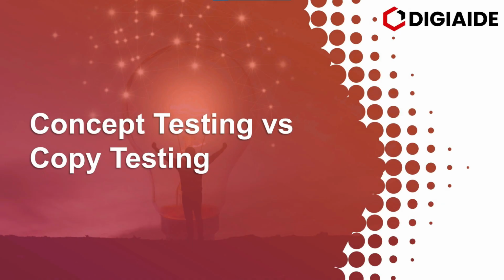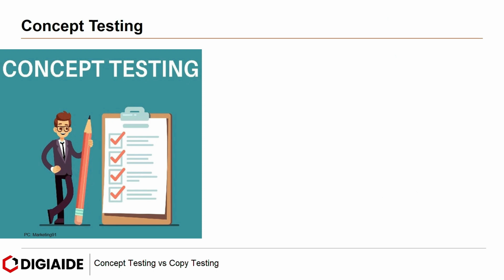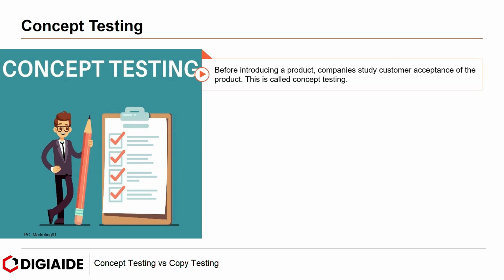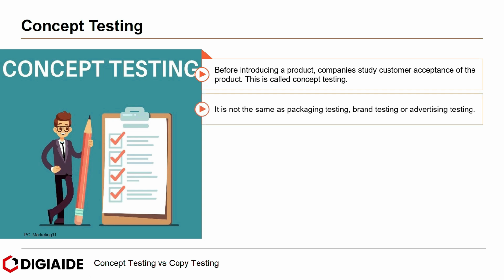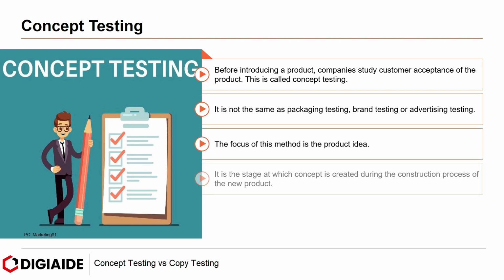We are going to cover the topic of concept testing versus copy testing. Let's start with concept testing. Before introducing a product, companies study customer acceptance of the product. This is called concept testing. It is not the same as packaging testing, brand testing, or advertising testing. The focus of this method is the product idea. It is the stage at which the concept is created during the construction process of the new product.